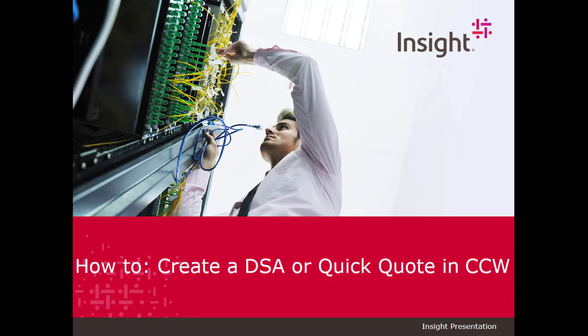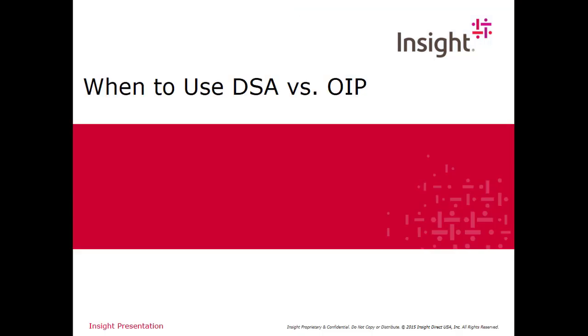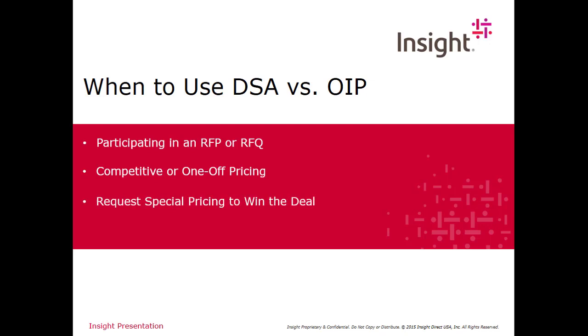This video will walk you through the steps of submitting a DSA or quick quote. There may be situations where you will use a quick quote versus an OIP deal registration. Like for instance, if you are participating in an RFP or an RFQ, need competitive or one-off pricing, or just need to request special pricing to win the deal. And remember, there are no deal minimums when applying for Cisco DSA.